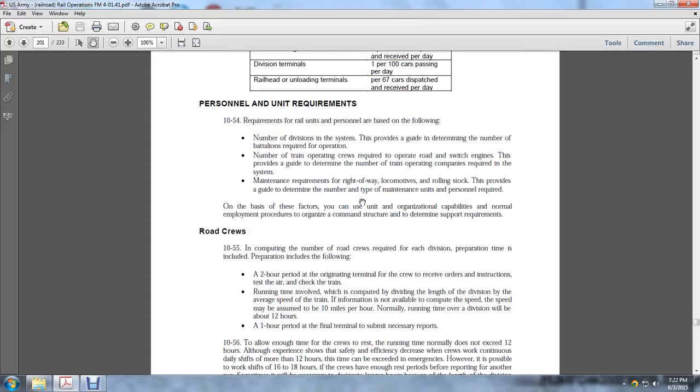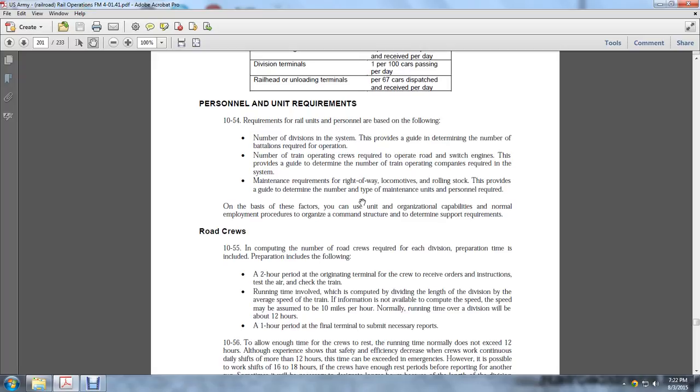Maintenance requirements: the weight of the locomotive and rolling stock, which provides the guide for determining the number and type of units required. On the basis of these factors, you can use the organizational capabilities, normal employment, and procedures to organize the command structure to determine support requirements.